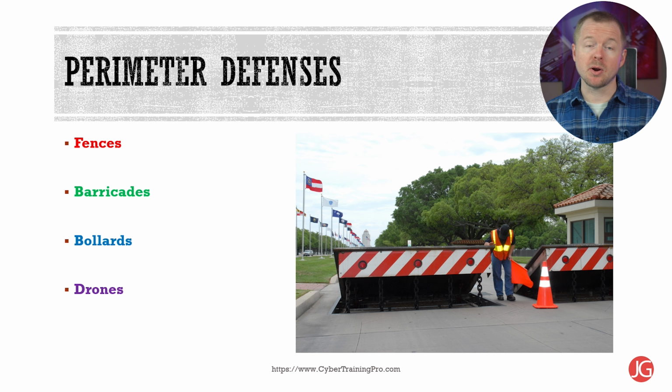Bollards are another example of barricades, which are short vertical posts composed of reinforced concrete and or steel. These might be considered less intimidating to normal business visitors, but they're extremely effective if somebody decides to drive a truck through them. Drones, which are unmanned aerial vehicles, are growing in popularity because you can fly them around the property and see what's happening through a camera. With that being said, they're not going to stop somebody like fences, barricades, or bollards will.